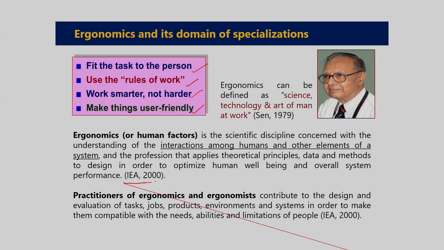International Ergonomics Association, IEA 2000, they also defined ergonomics. So, according to their definition, ergonomics or human factors is a scientific discipline concerned with understanding of interactions among humans and other elements of a system, and the profession that applies theoretical principles, data and methods to design in order to optimize human well-being and overall system performance.